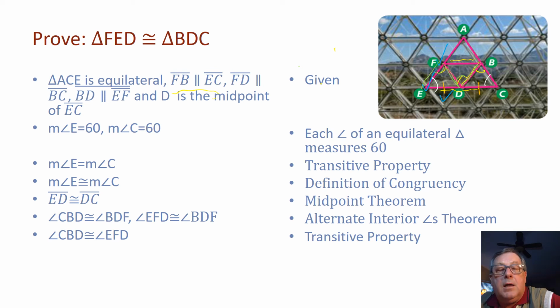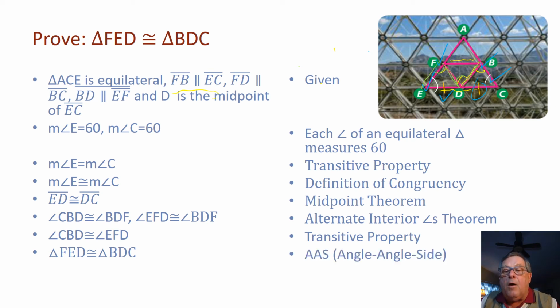That looks like angle, side. So let's check this second triangle. Let's see BDC. What do we got here? Well, I've got an angle here, and an angle here, and a line segment there. Angle, side. So you know what? Triangle FED is congruent to triangle BDC, and we finish this thing off because of angle, side. I think I want to do 5 or 6 more of these.